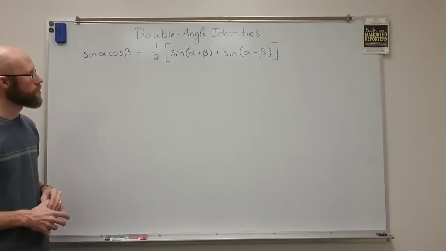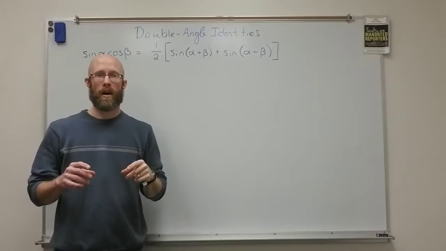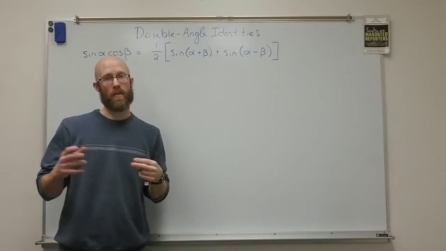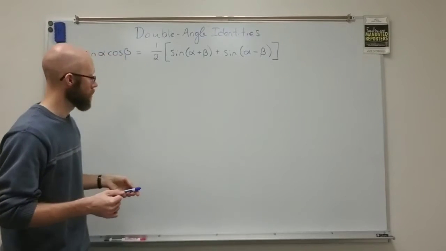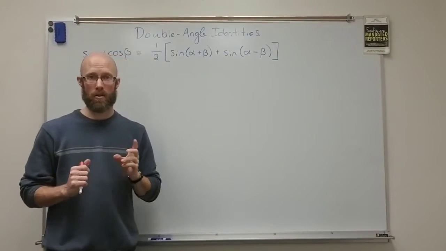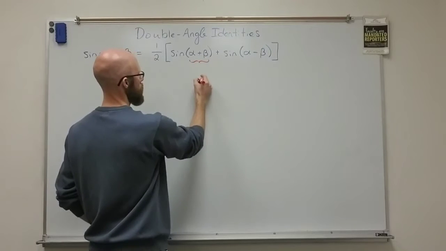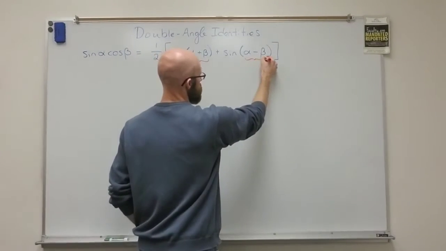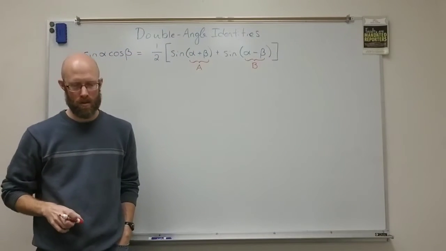What we're going to do is use this formula to derive another formula called a sum to product formula. Instead of a product to sum, it's a sum to product, so it's going to go the other way. To do that, I'm going to relabel my angles first. I'm going to take this alpha plus beta and call it A, and alpha minus beta, I'm going to call it B. These are going to be my 2 angles.